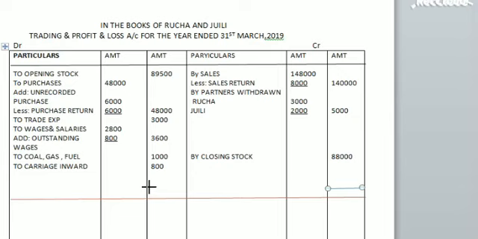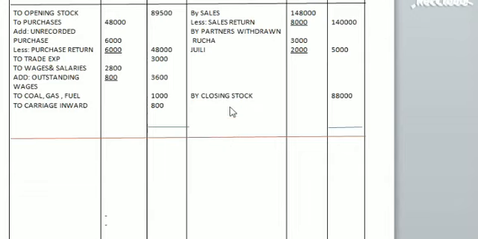Here, we will do the total over here. Now, 1,40,000 plus 5,000, 1,45,000. 1,45,000 plus 88,000. We have done with all the adjustments. Now we are going to do the total of the trading account credit side. The total here is 2,33,000 rupees.